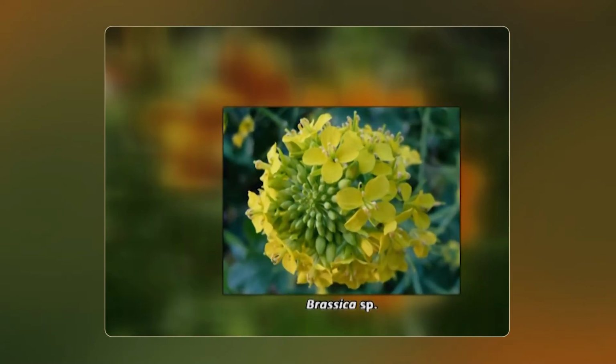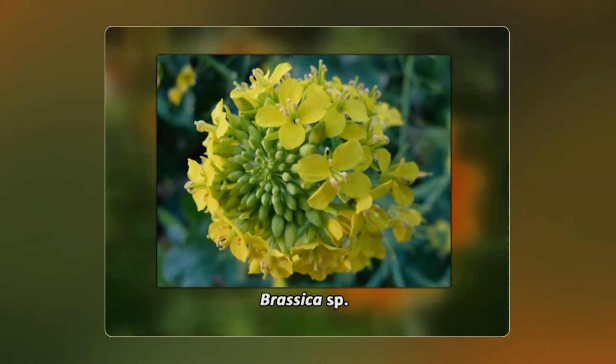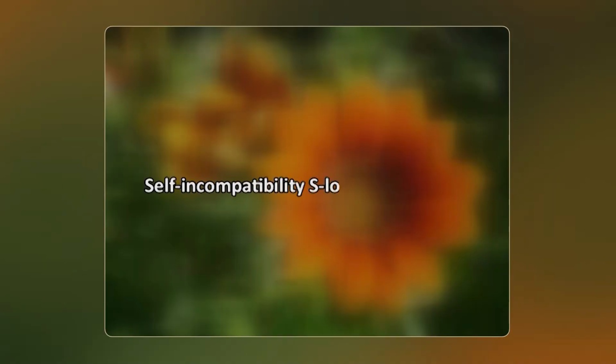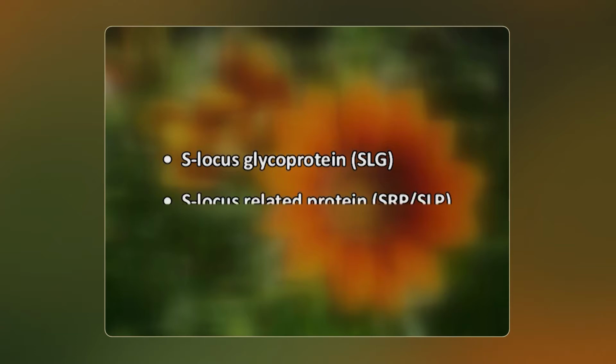There are two stigmatic proteins which are indicated with a role in pollen adhesion in Brassica. Both of these are members of the self incompatibility S locus gene family. These include S locus glycoprotein SLG and S locus related protein SLR, also called SRP.